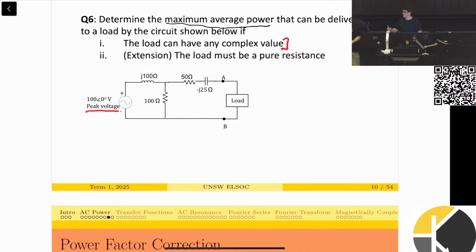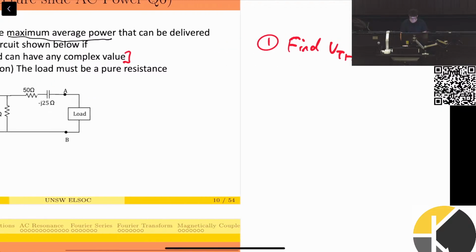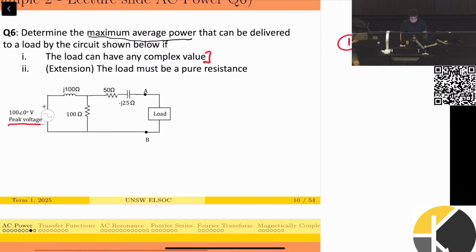Oh, yeah. Oh, can I get the laptop with the OneNote? Yeah, thanks. You find V-Thevenin and Z-Thevenin.